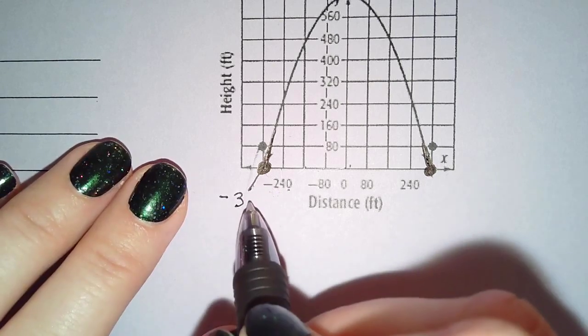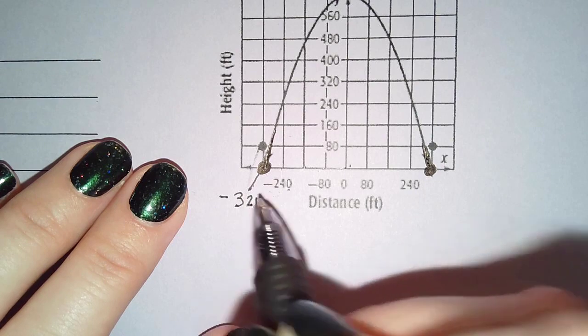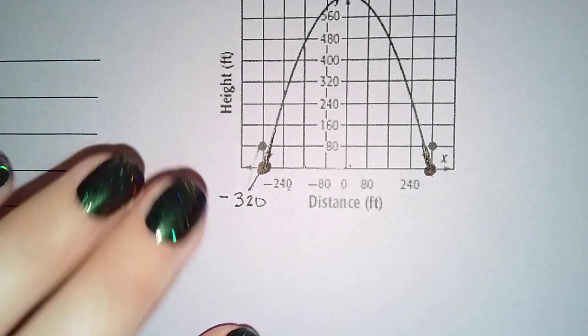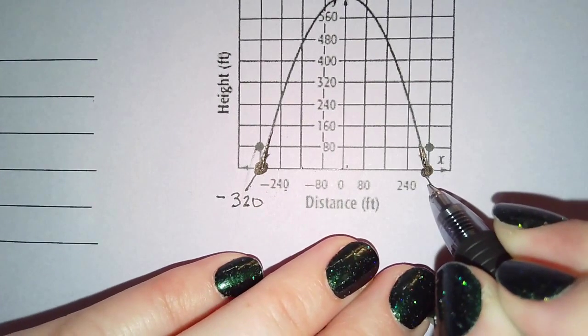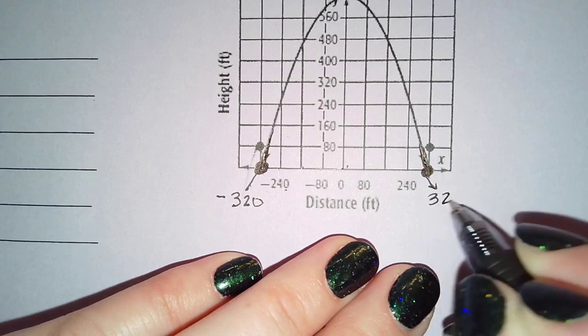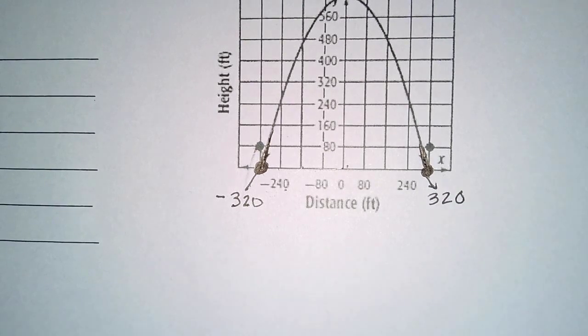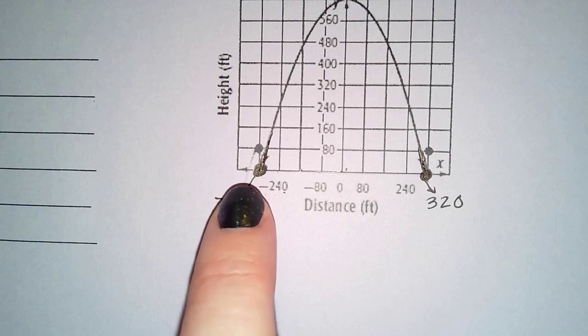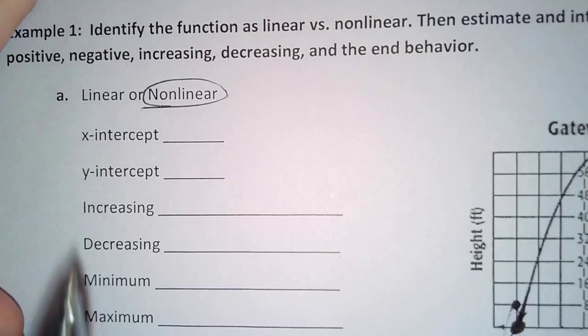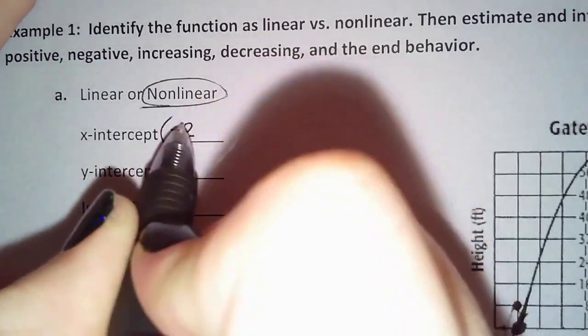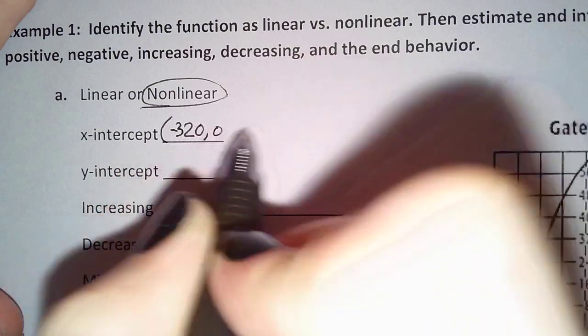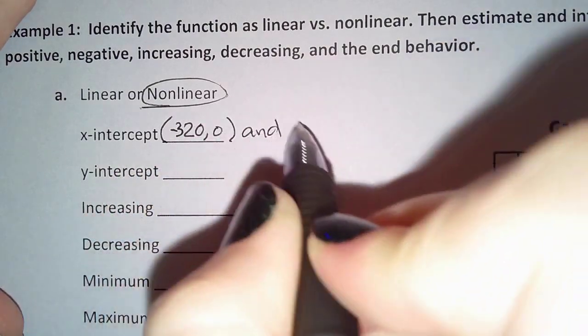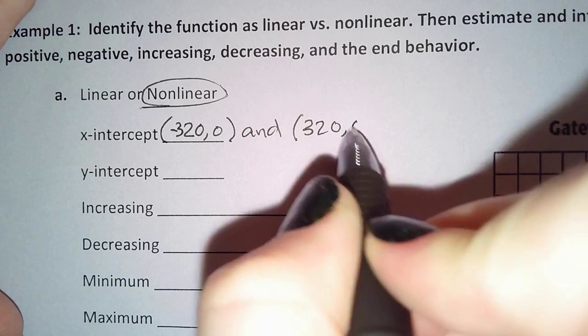Good. Negative 320, right? And then this number here would be positive 320. Good. So our ordered pairs are going to be left and right 320, up and down 0. So negative 320, comma 0, and positive 320, comma 0.